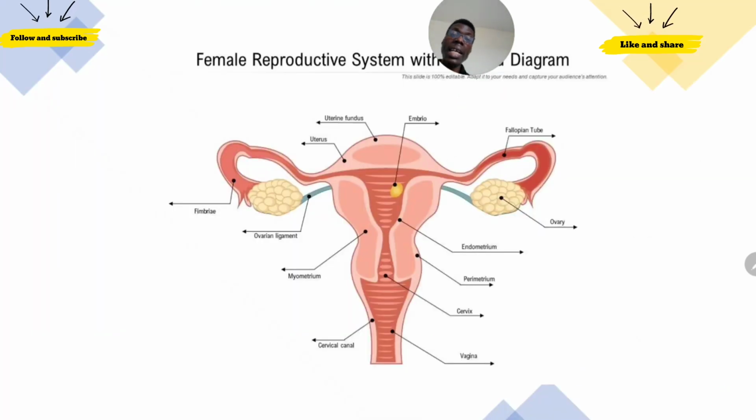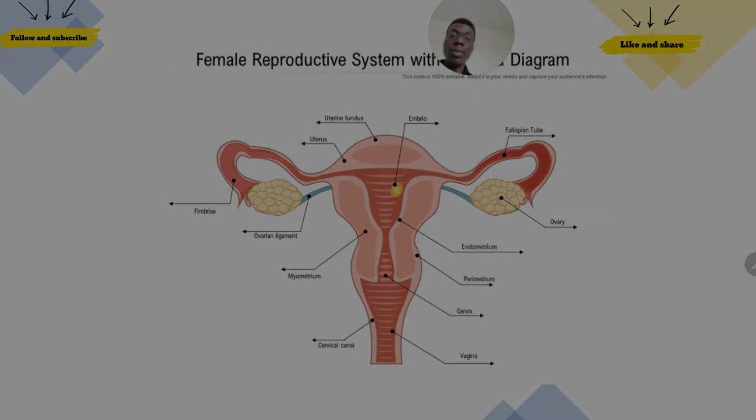So this is a diagram that you might want to pause. If you're writing exams, I would advise you to pause this video. Practice this. It's very important. All right.